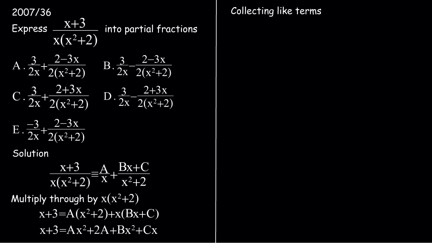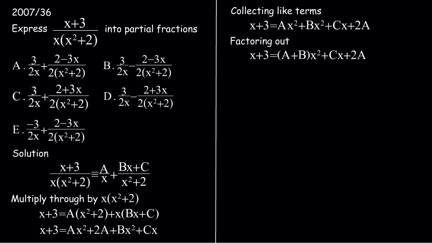Next step, we are collecting like terms. So when we do that, it becomes s + 3 = As² + Bs² + Cs + 2A. At this point, we are going to be factoring out our common coefficient for our similar variables, and when we do that, it becomes s + 3 = (A + B)s² + Cs + 2A.